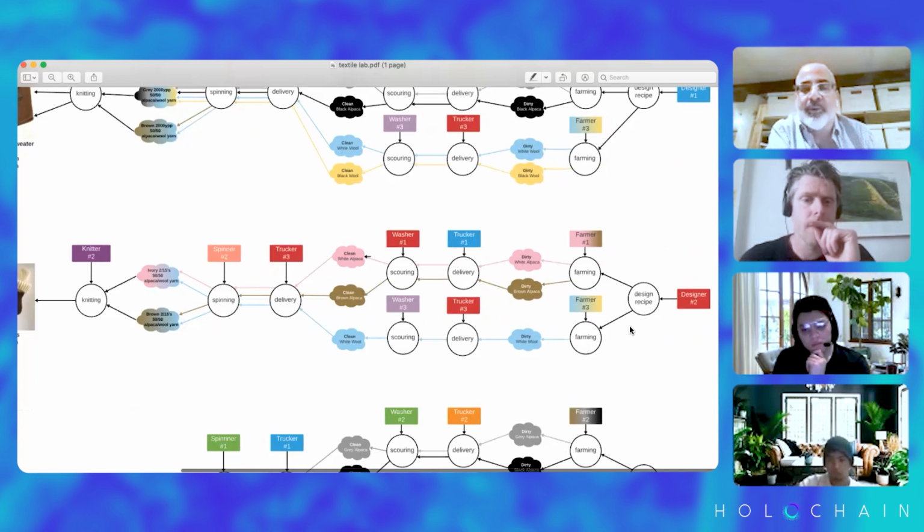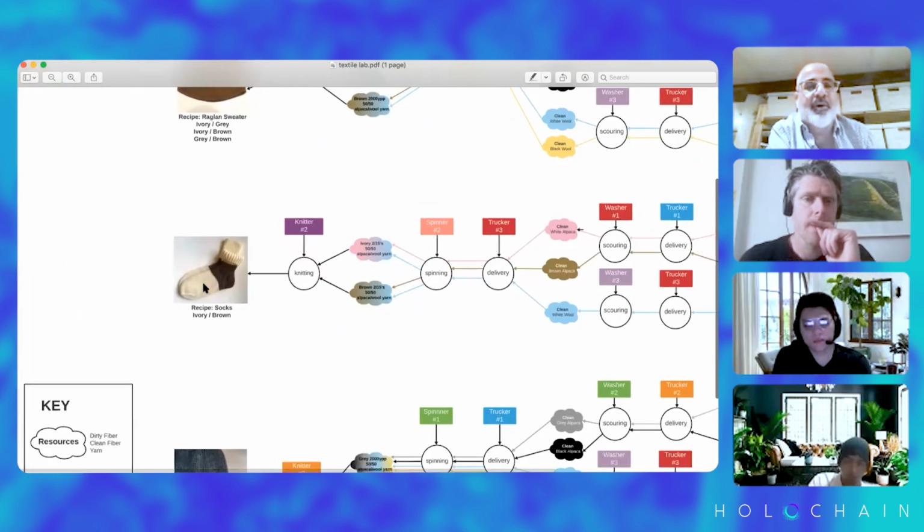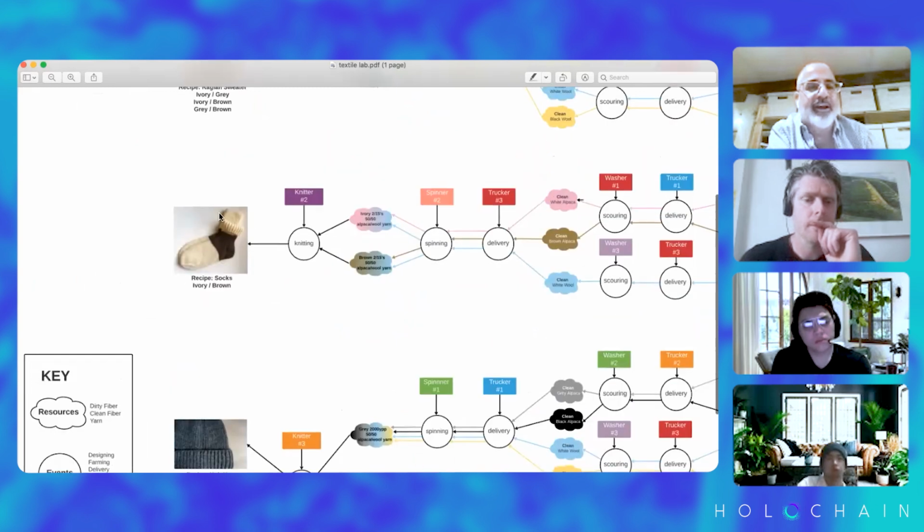So here we have a recipe, part of this REA vocabulary. The recipe is the finished product. Here we have a pair of socks. We can trace these socks back, and we can see the socks were knit at a knitter. The knitter used input yarn. If we follow it backwards, the yarn came from a spinning mill.